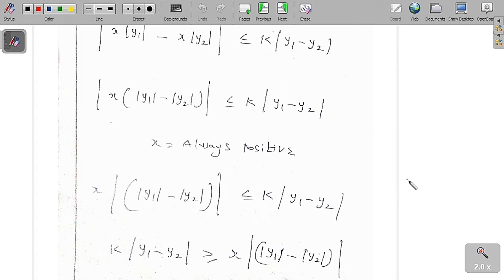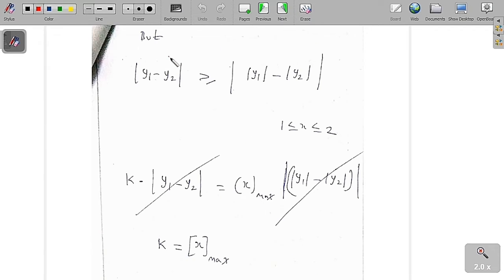Now I am writing this in reverse fashion. Suppose if a is less than or equal to b, it means b is greater than or equal to a. So k into mod of y1 minus y2 is greater than or equal to x into mod of y1 minus mod of y2. I have already told you a very important point, which is an important theorem: mod of y1 minus y2 is always greater than or equal to mod of y1 minus mod of y2. It is a very important relation, and it is always true.